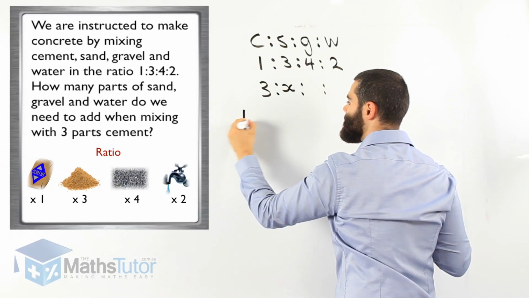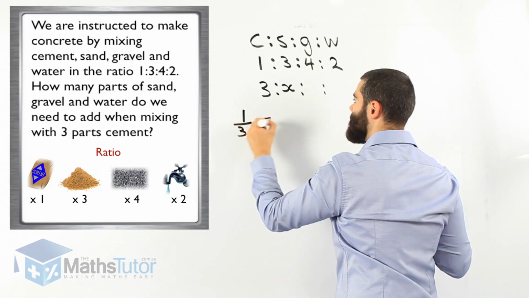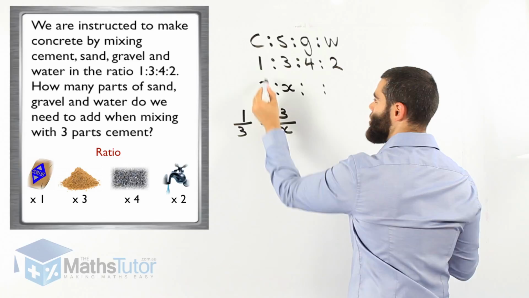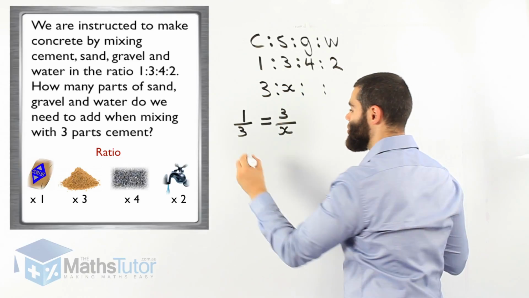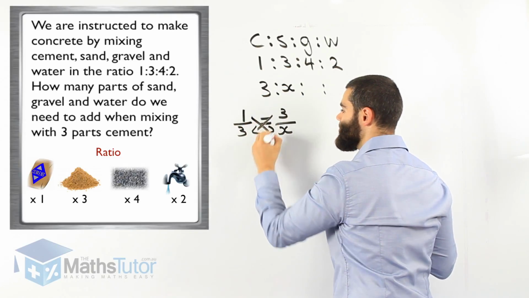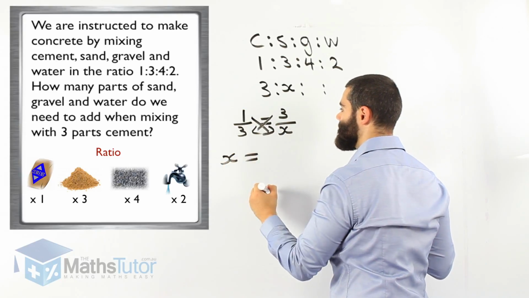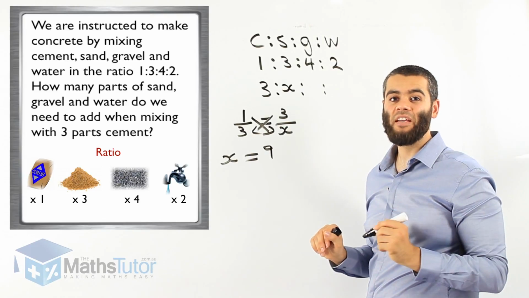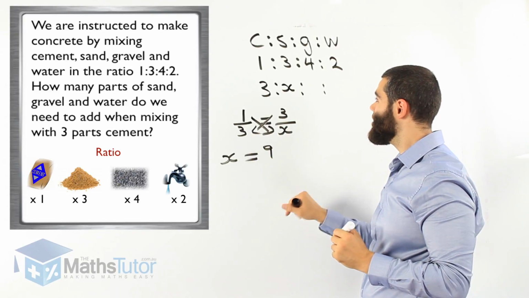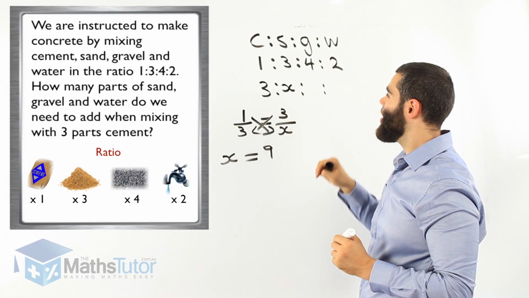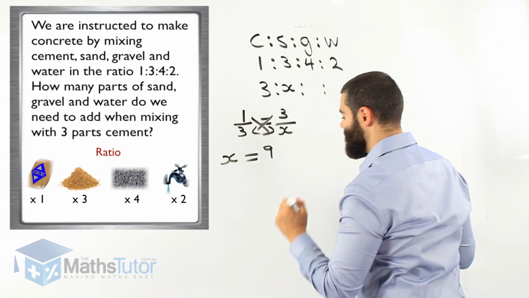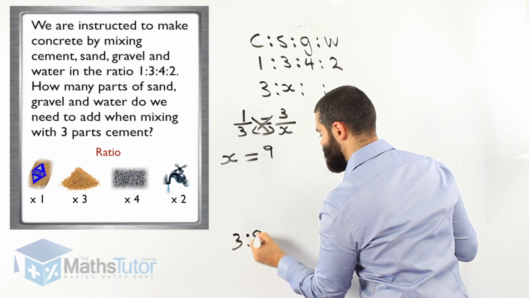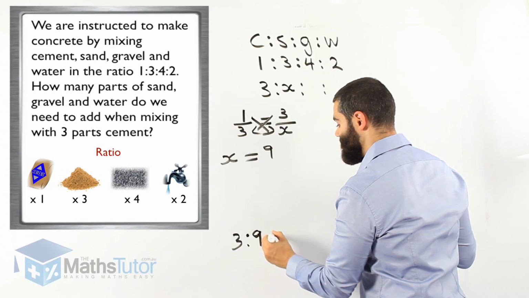1 over 3 equals 3 over x. There it is. 1 over 3 and 3 over x. Now we do our little cross multiply. 1x is x and 3 times 3 is 9. That was a simple one, very easy. We know x is 9. We need 9 parts of sand. So let's put our final answer here. Cement is 3 and 9 is for the sand.